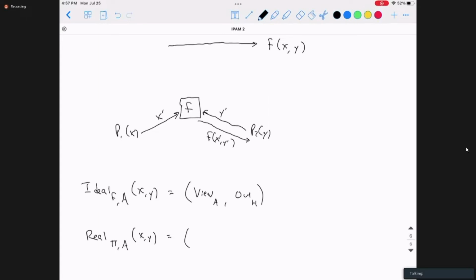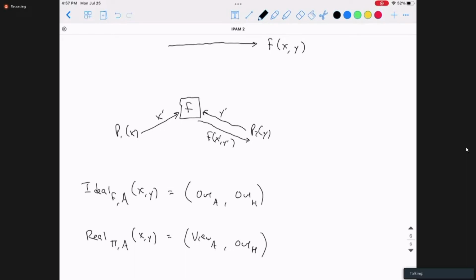I'm sorry, I made a little mistake here. Let me do this. I'm going to allow A there to output an arbitrary function of its view. Here I want, for simplicity, just the party to output its view itself, and the output of the honest party, which is its output from the protocol.